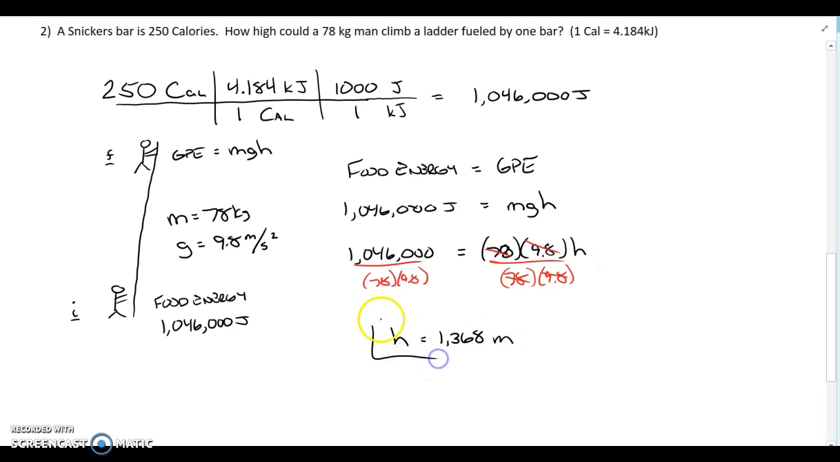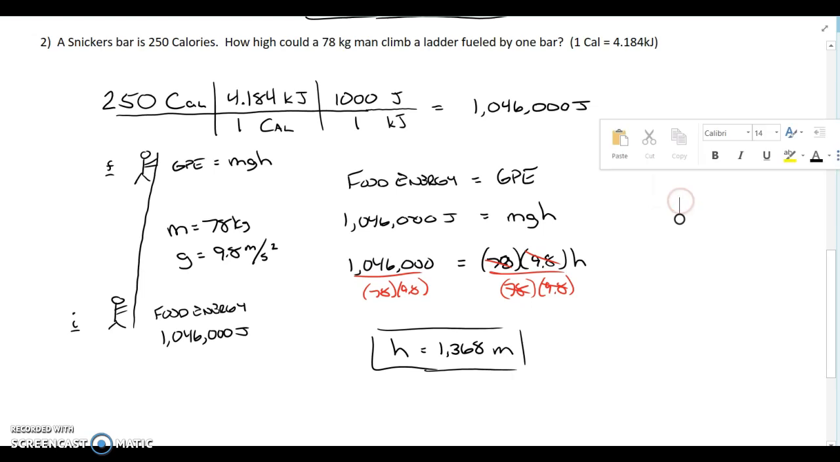Seems like a ridiculous value for how high you can climb on one candy bar. And again, not all the calories from the candy bar would be converted to energy that can be used to climb. Some of it will be wasted in the digestive process. Some of it will be wasted in heating the body and pumping blood through the veins. But some of that energy can be converted to climbing.